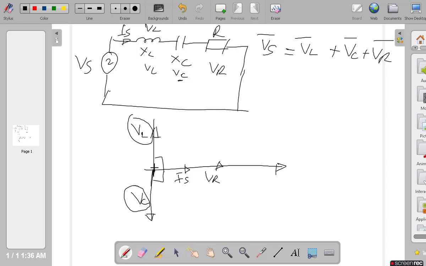You can even see that VL is pointing north. This one is pointing south. This one is pointing this direction, right? Things are not as straightforward as we think. So if we were to add this sort of setup, these vectors, this is how we would do it. All right, let's redraw it, we would have to take into consideration.